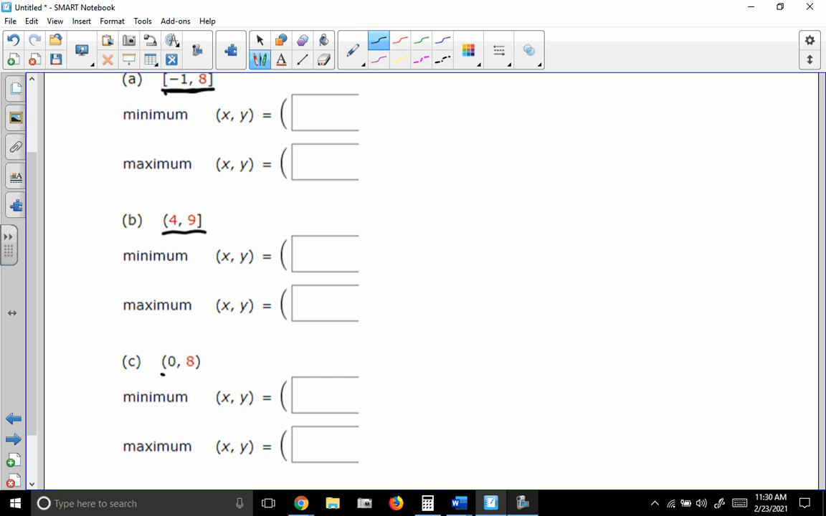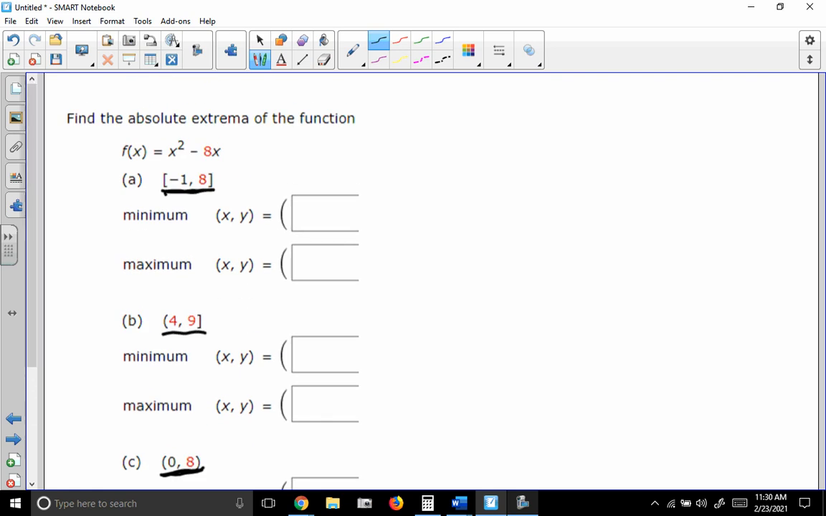On part C, we don't include either end. We include what's in between there, but we don't include 0 or 8. So we need to find out how are we going to treat these differently, or how does that affect the absolute maximum and minimum values in those intervals. So let's start out by getting our critical points.